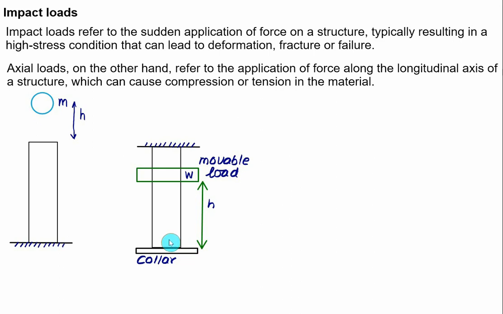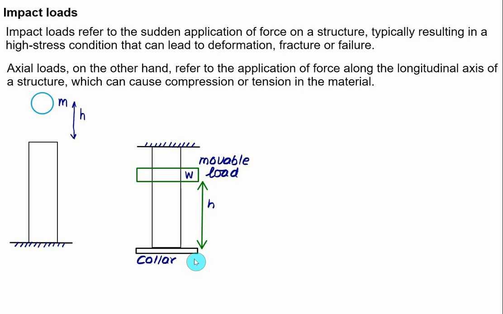Naturally, the stress developed will be more than under static load, that is, when the load is simply placed at the collar. Then the stress developed is called the static stress, and correspondingly we have static deformation. The strain energy stored within the material during the impact load can be significant, and it can result in a permanent deformation or even a fracture of the material.